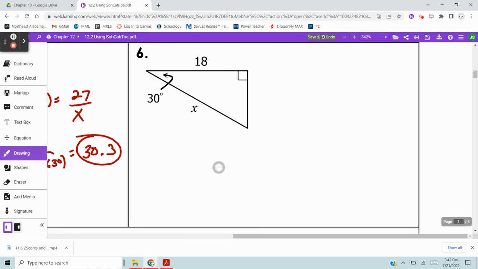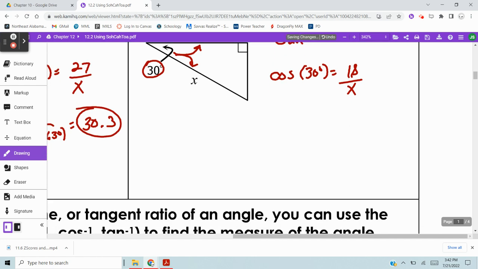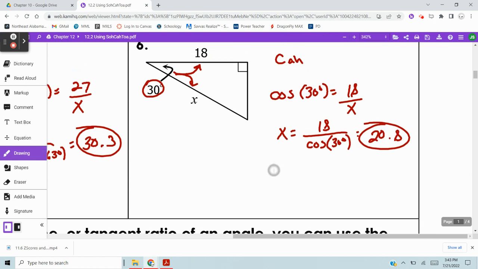Now, number 6, we should recognize something special about this problem, and there is a shortcut here. And we'll talk about the shortcut in just a second. But here's my angle. That would be the adjacent and the hypotenuse. So this would be a cosine, because cosine is adjacent over hypotenuse. The cosine of my 30-degree angle is equal to adjacent over hypotenuse. We can use our shortcut. X equals 18 divided by the cosine of 30. We can type that into our calculator, and we get 20.8. But again, there is a shortcut there.